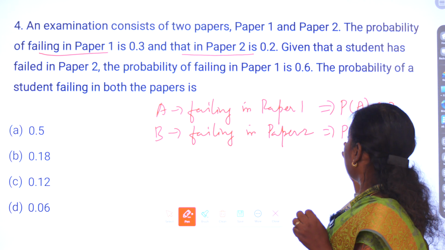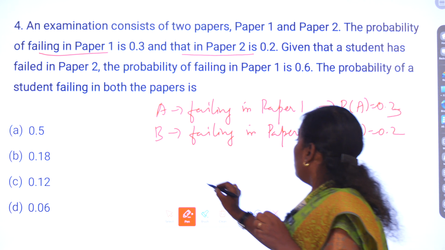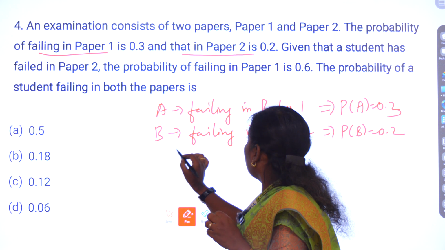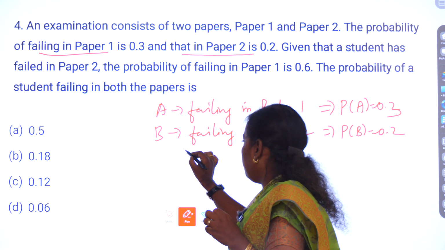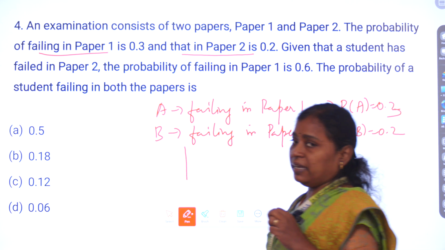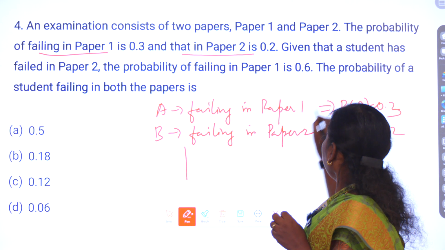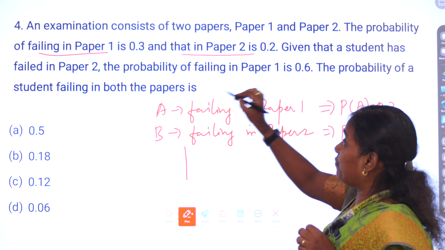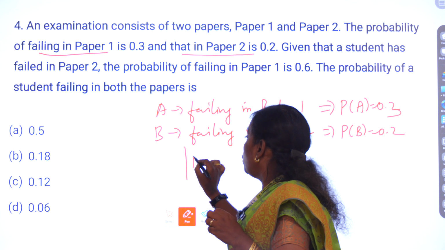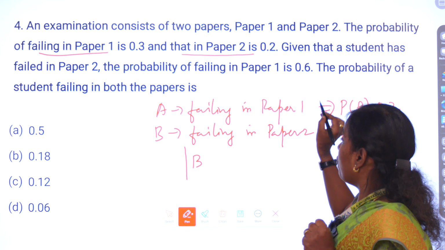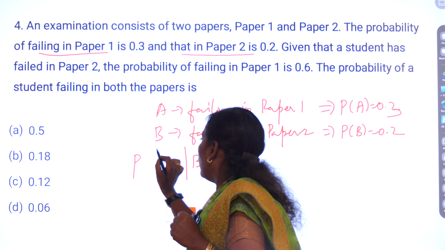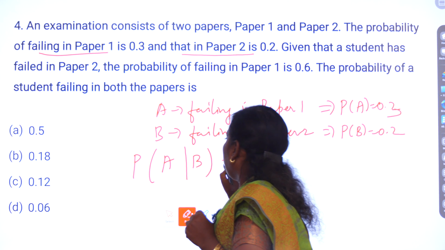The next statement says: given that a student has failed in paper 2. Given means, I said, you should put a line like this. So given that a student has failed in paper 2, the probability of failing in paper 1.